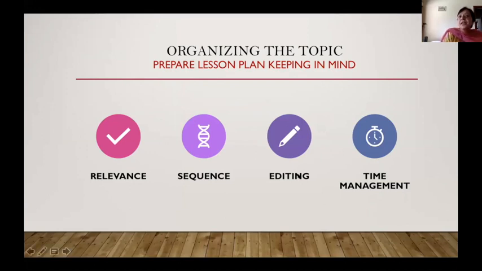Next is your editing. It has to be smooth, remove all unnecessary things. So keep practicing, then your editing will also automatically improve. The next 2 are relevance and sequence. I'm going to look at that in a little more detail.